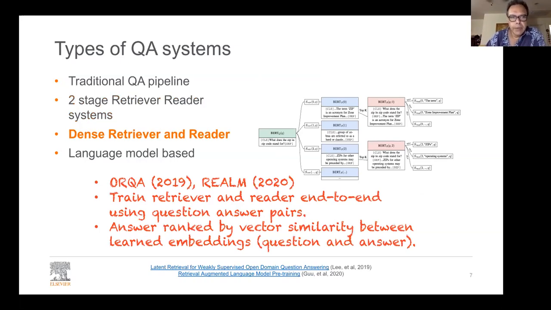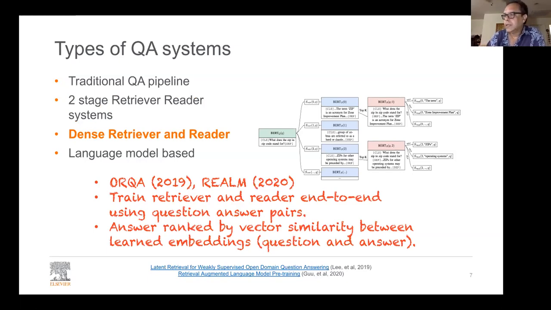The third type is the dense retriever and reader. Examples are ORQA and REALM. REALM is actually making waves now, very recently. Here, both the retriever and the reader are trained end-to-end. There is a slight kink here. In this case, you need to pre-train the retriever.